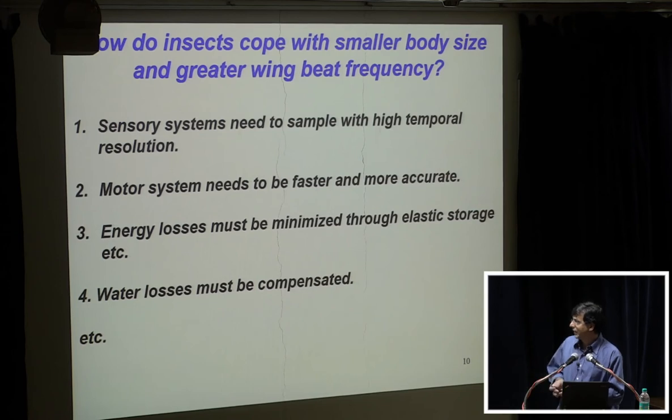Then, of course, you have things like energy losses. You're flapping many more times, which means that you're wasting a lot more energy because there's always some loss. Now you have to reduce those losses, and the way to reduce them requires elastic storage mechanisms. Insects have one of the best known rubbers in the natural world, or in any world. It's about 97% efficient. It's called resilin. It's an extraordinary biological material. Of course, they lose water, and that must be compensated. There are many, many more questions like that.